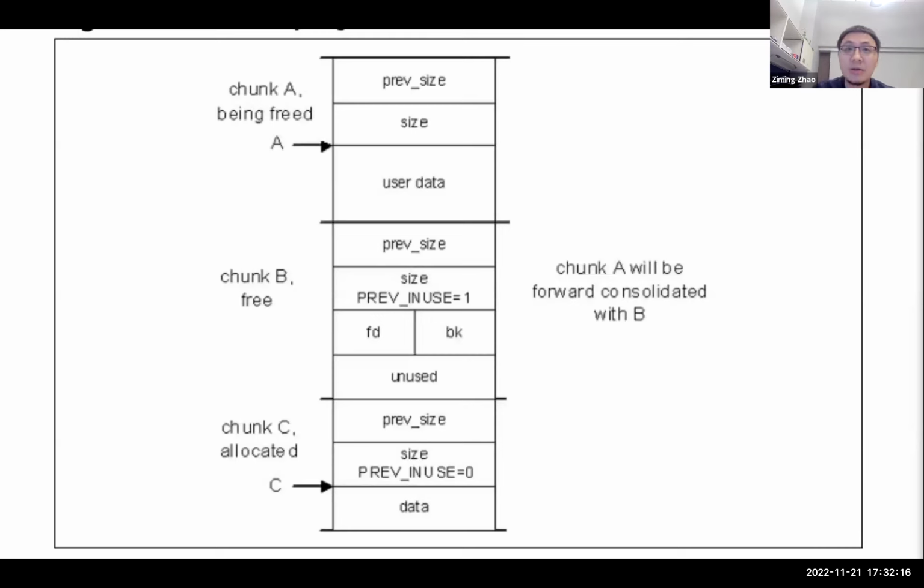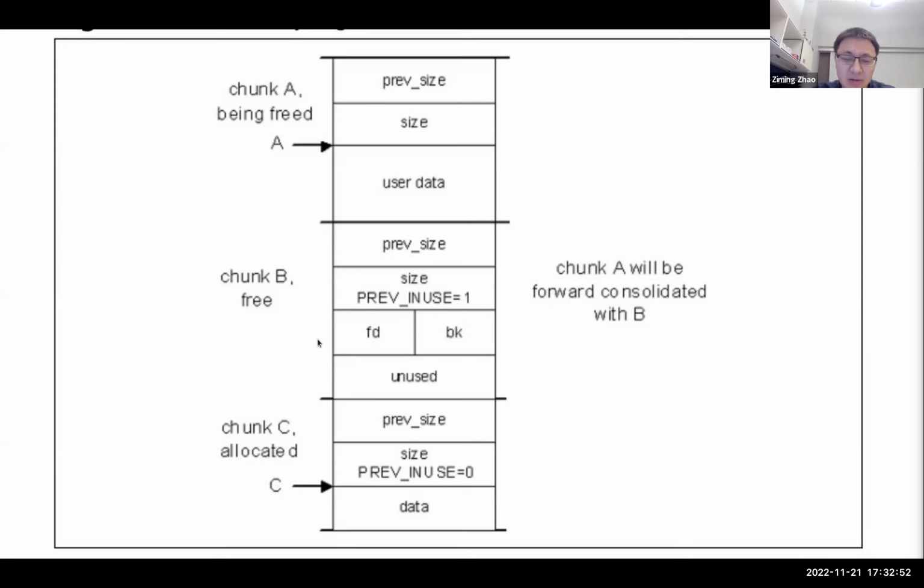So we have seen this figure multiple times. In this scenario, we have 3 chunks. They are adjacent to each other. Chunk B is already freed. So chunk B has previous size, its own size, and there is also a bit, previous in use. This one indicates that the physically previous chunk is in use.